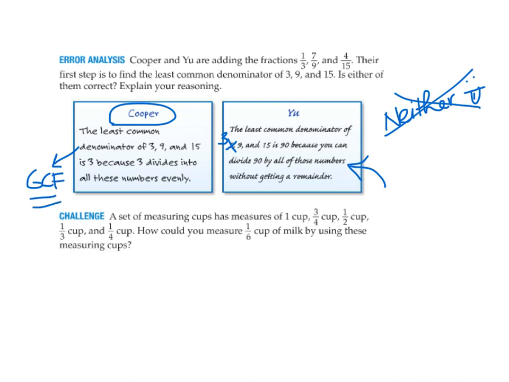Last problem, and I'm going to call it quits with this video because it's right about 15 minutes. A set of measuring cups has measures 1 cup, 3/4, 1/2 cup, 1/3 cup, and 1/4 cup. How could you measure 1/6 of a cup of milk by using these measuring cups? Let's see how many different cool answers you guys can come up with before class tomorrow. See you in class.